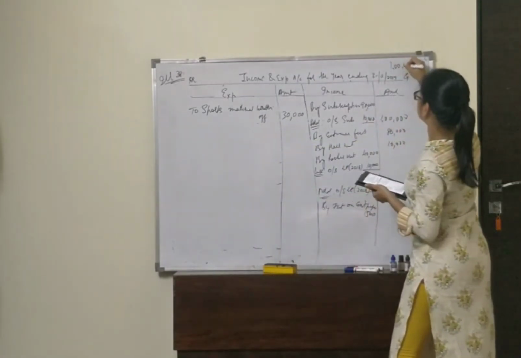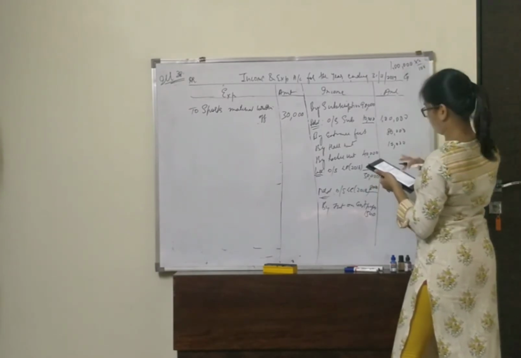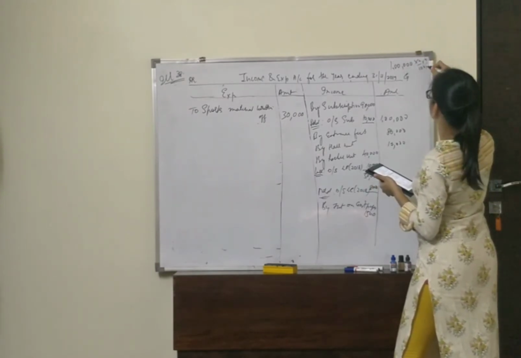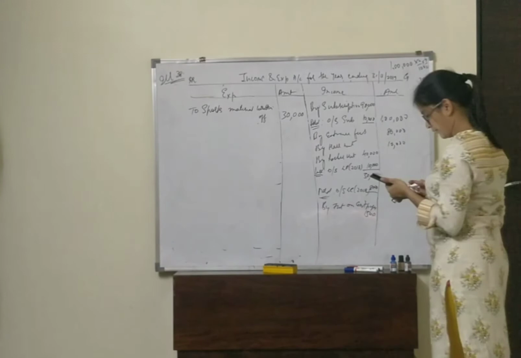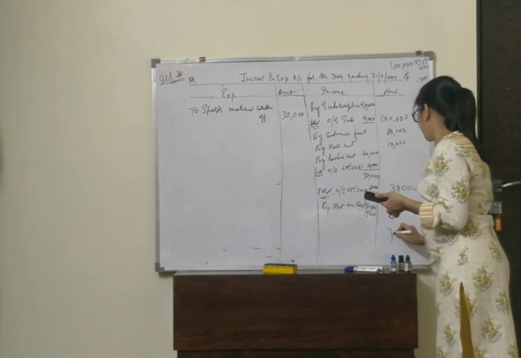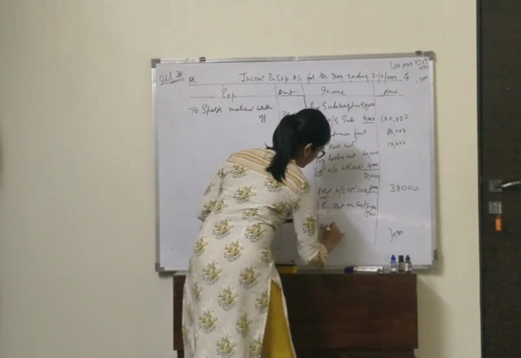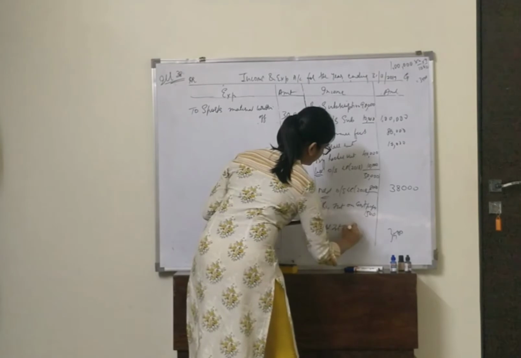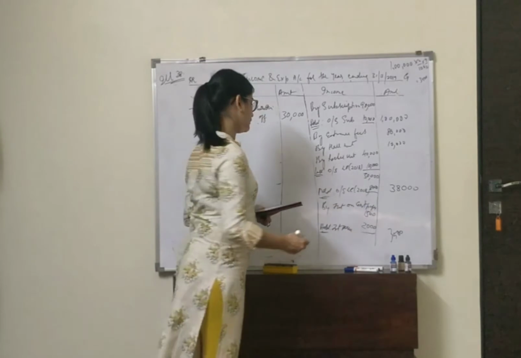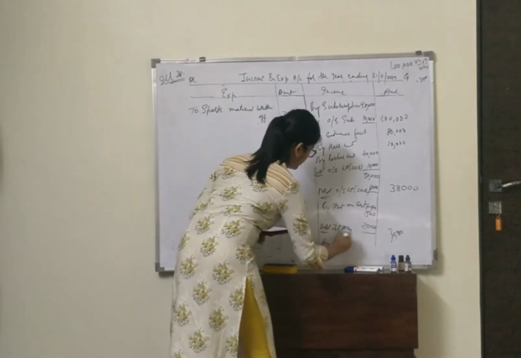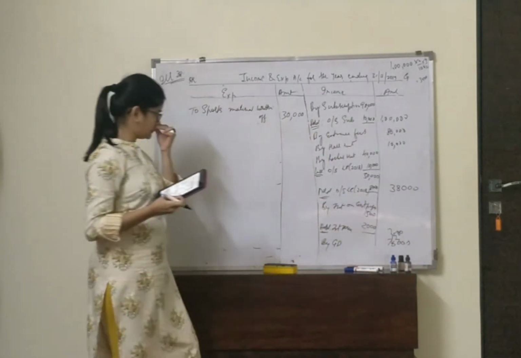1 lakh into 6 by 100 into 7 by 12. So our total interest received should be 3,500. But we have only received 1,500. So add interest accrued. How much is it? 2,000 becomes our interest accrued. Then we have general donations 75,000.